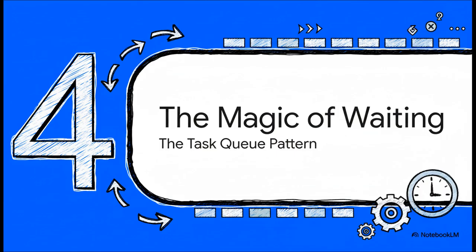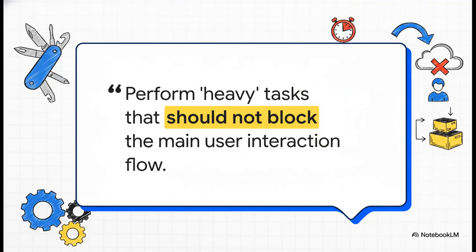All right, let's shift gears a bit. We've talked about state and security. Now let's talk about user experience. Because we've all been there, right? Staring at a loading spinner, waiting for a website to do something slow, like process an order or send out an email. This is the golden rule.